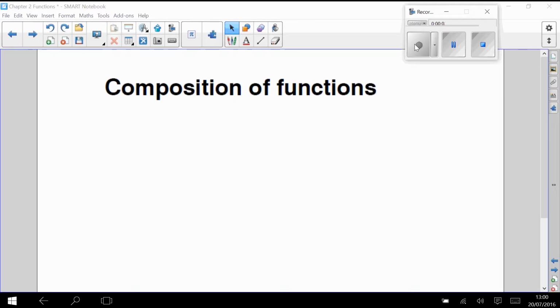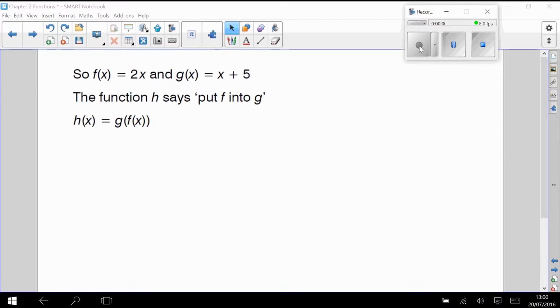Let's look at the composition of functions in this video. It is quite possible to have a function that has been made up of a combination of other functions. The function that is going to be a combination of the functions in this case is going to be h of x. And I'm going to show you how it's a combination of g of x and f of x.